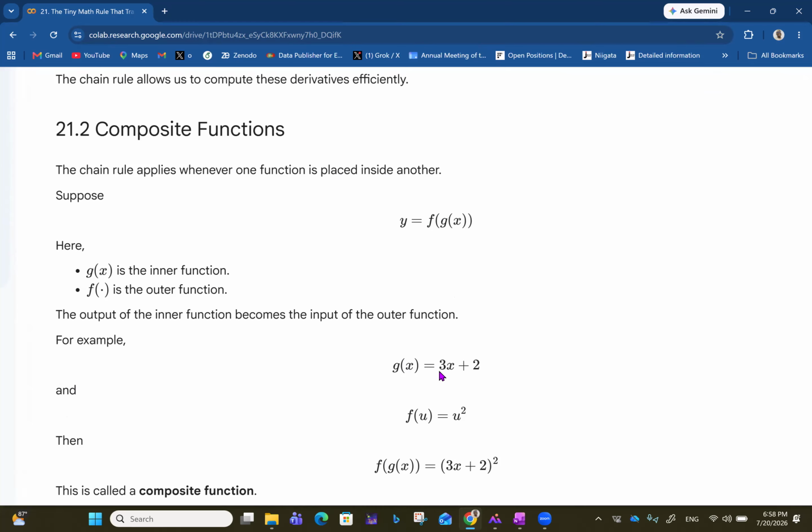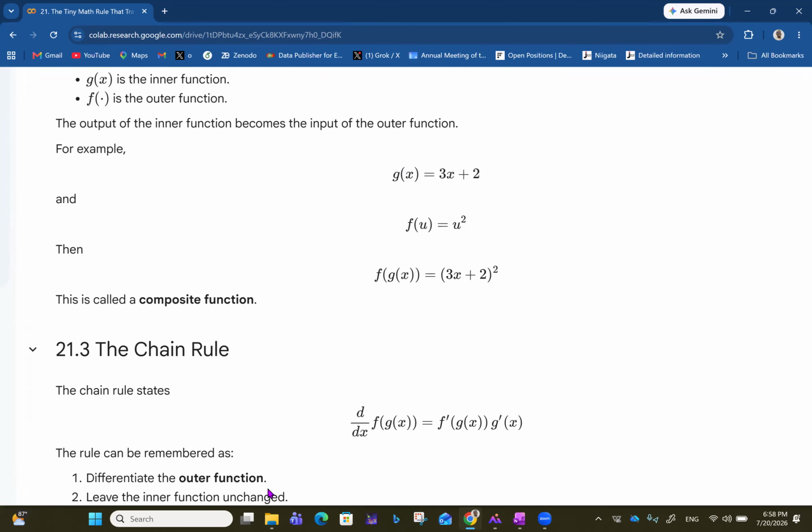For example, g(x) is 3x + 2, whereas f(u) is u squared. Then f(g(x)) means g(x) now takes the place of u. Since g(x) is 3x + 2, instead of u squared, we then have (3x + 2) all squared. This is called a composite function.